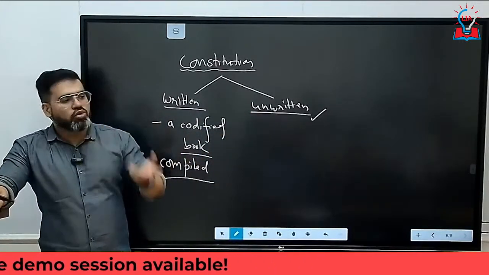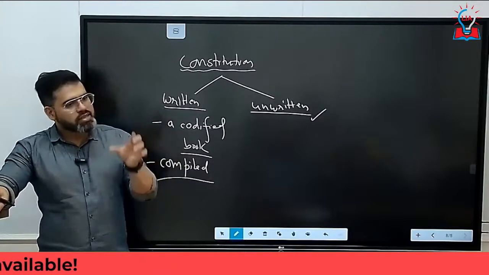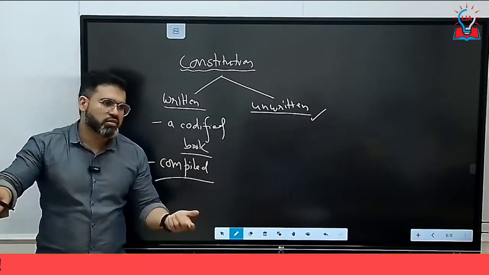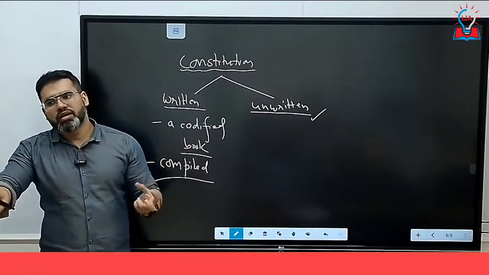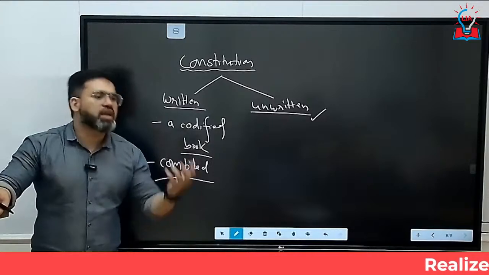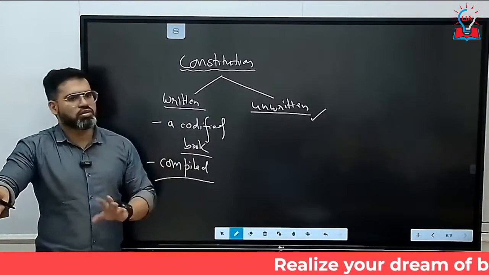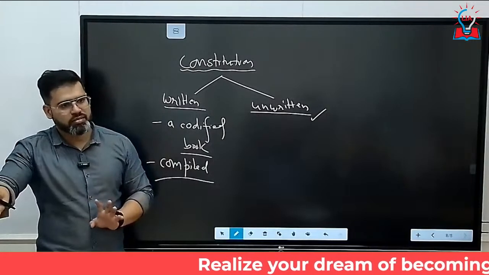Some countries having both written as well as unwritten both. ये क्या होता है unwritten both? कि some part is written, some part is not written. Example, like example you can take Canada or even Australia. These are मतलब both they are having written as well as unwritten both. Clear this?